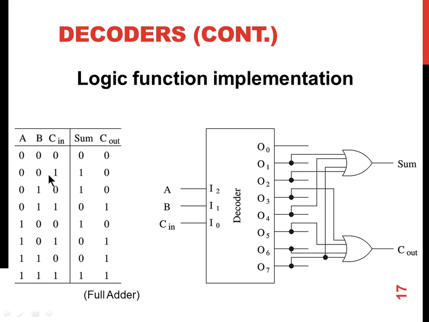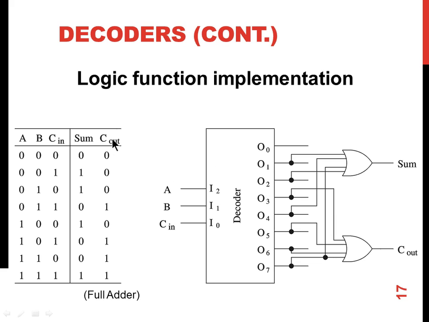In some cases the output is high. In case A, B, C is 0, 0, 1, that is 1, 0, 1, 0, which is 2, 1, 0, 0, which is 4, and 1, 1, 1, which is 7. So sum will be high when the input combination is 1, 2, 4, and 7. So if you take the outputs O1, O2, O4 and O7 and OR them, if you connect the OR gate, you get the sum out. So if the input combination is any of these, the sum output will go high.